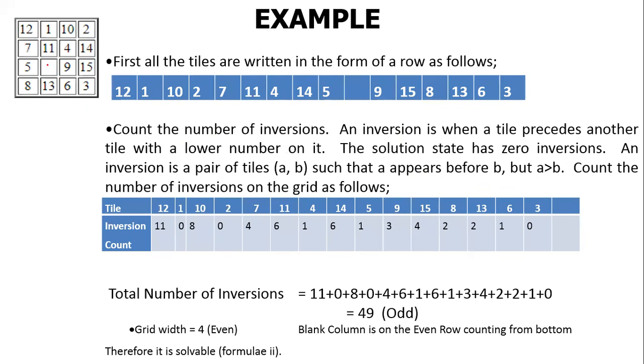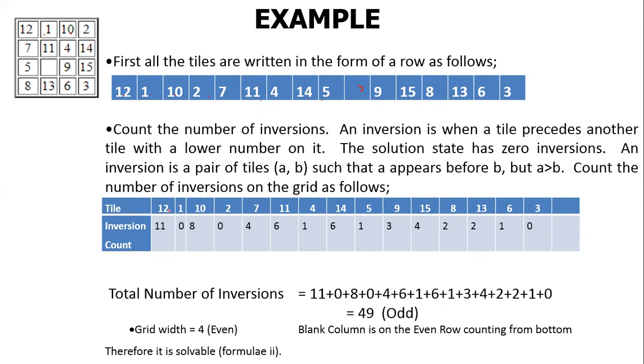For this purpose, first we write all the tiles in the form of a row. So here first 12, 1, 10, 2. After that 7, 11, 4, 14, 5. This is the empty space. And 9, 15, 8, 13, 6, 3. We just write all of these in a row format. After that, you need to count the number of inversions. An inversion is a tile that precedes another tile with a lower number on it.